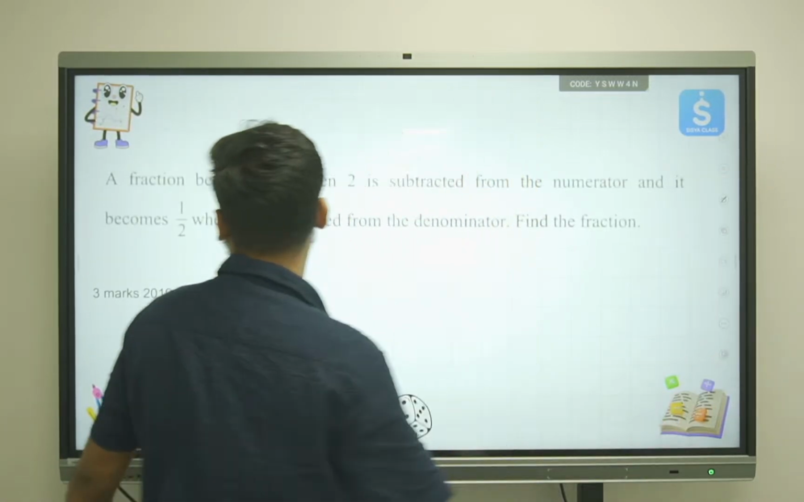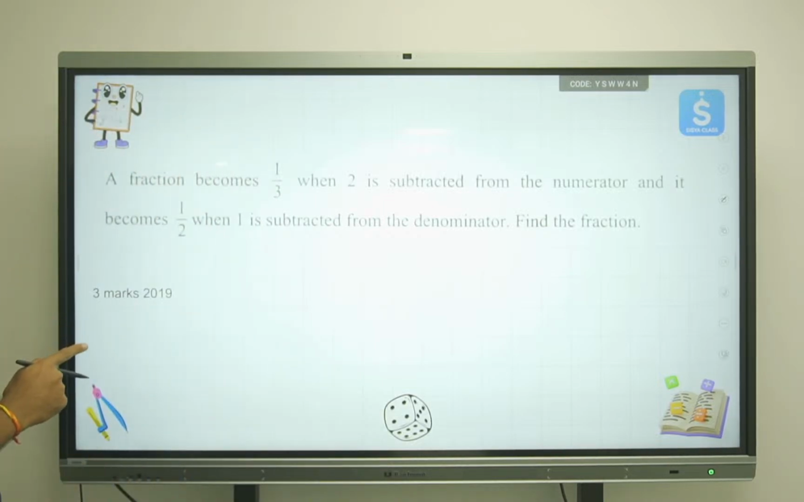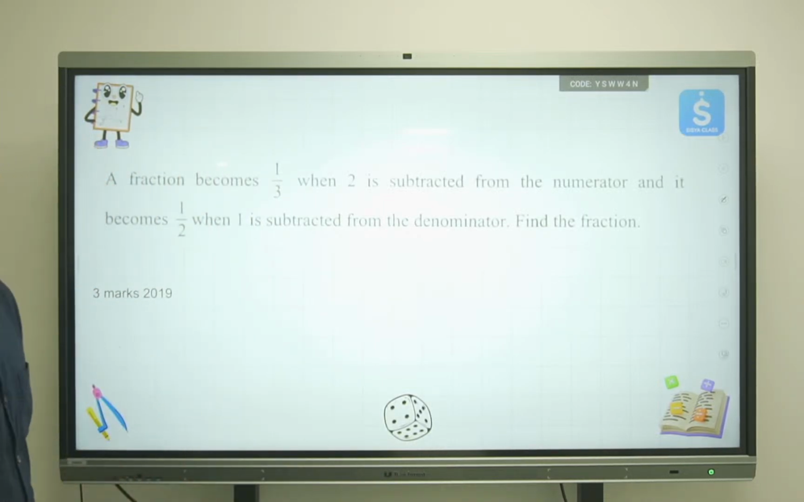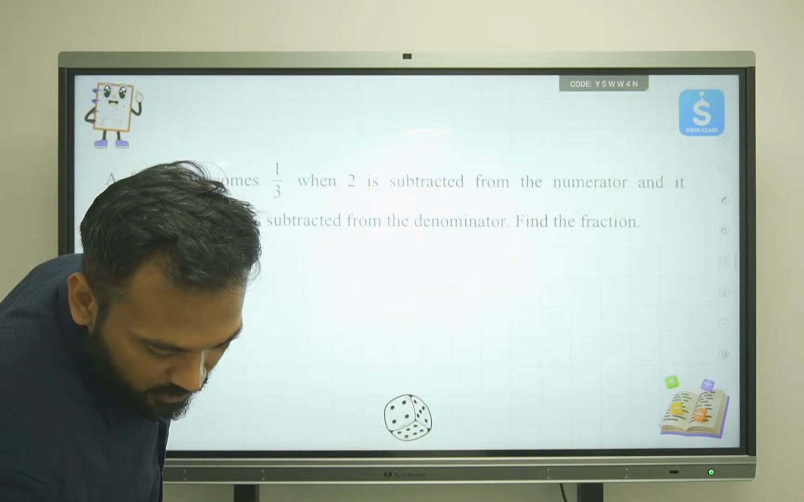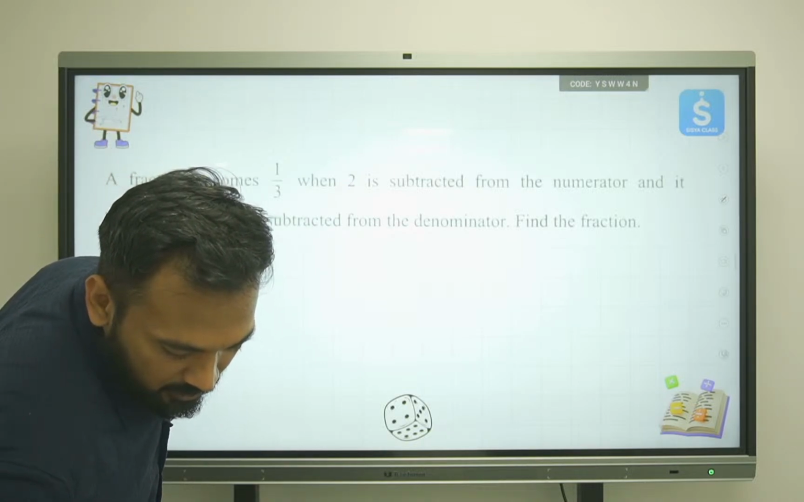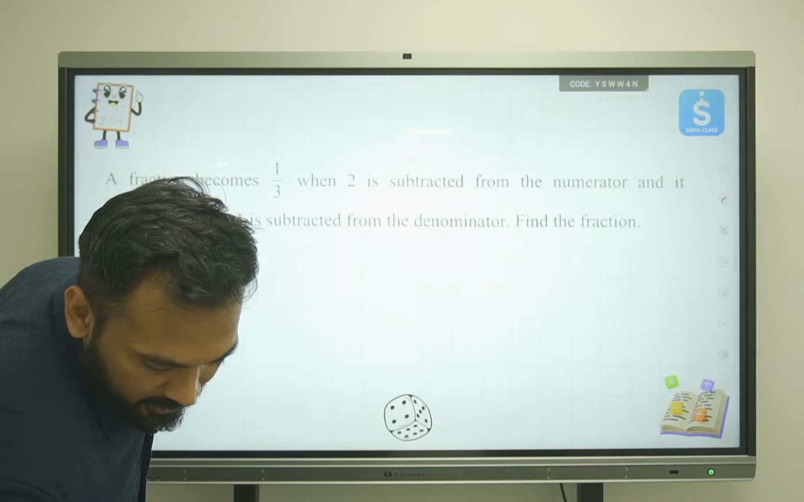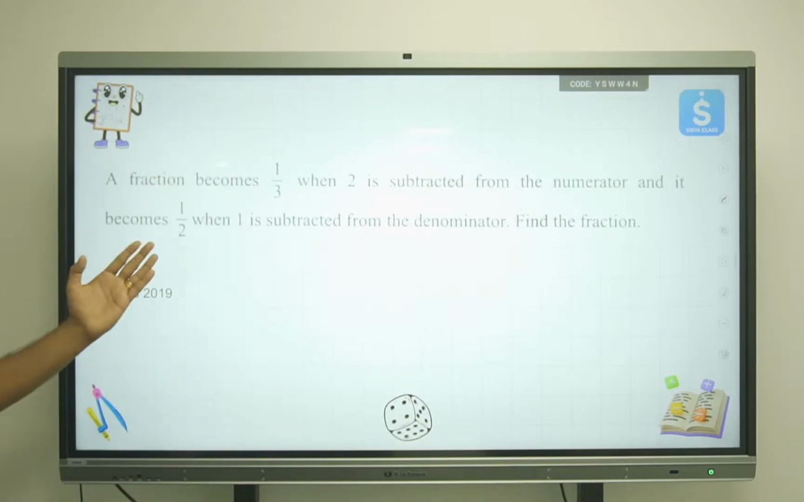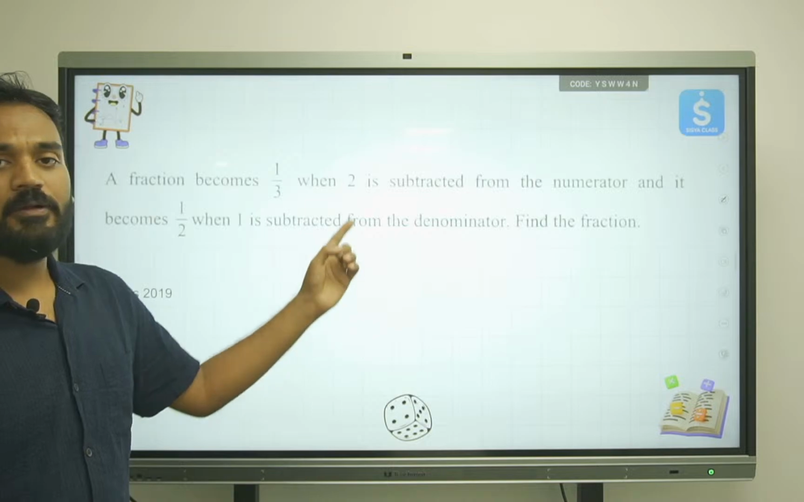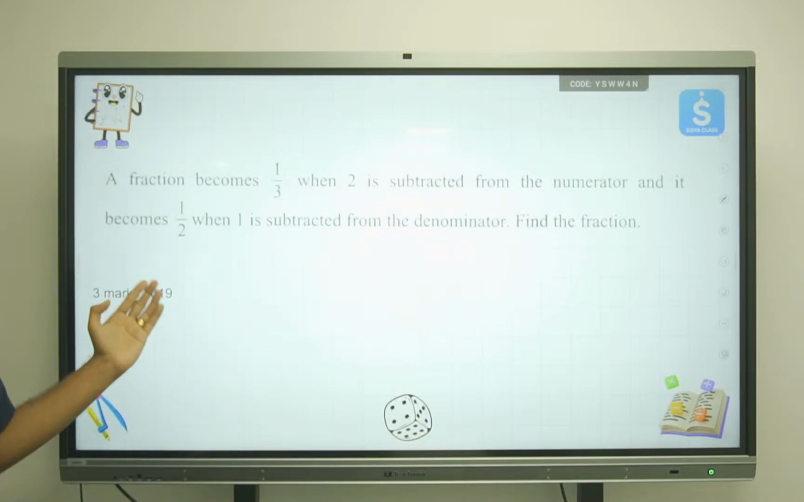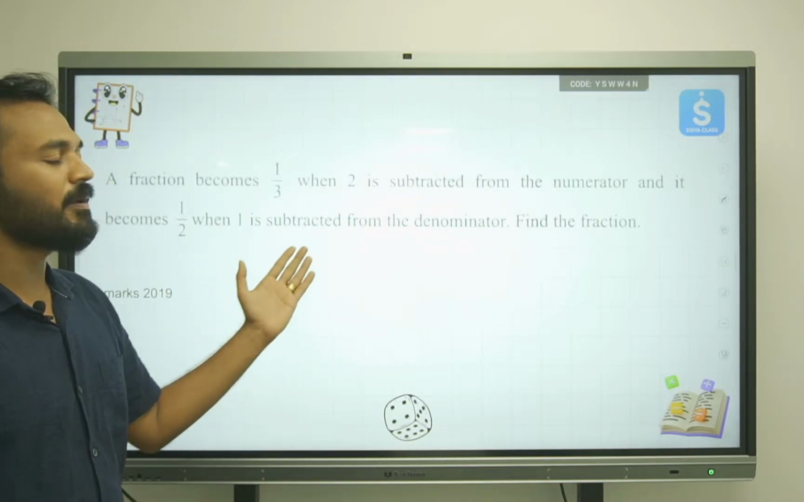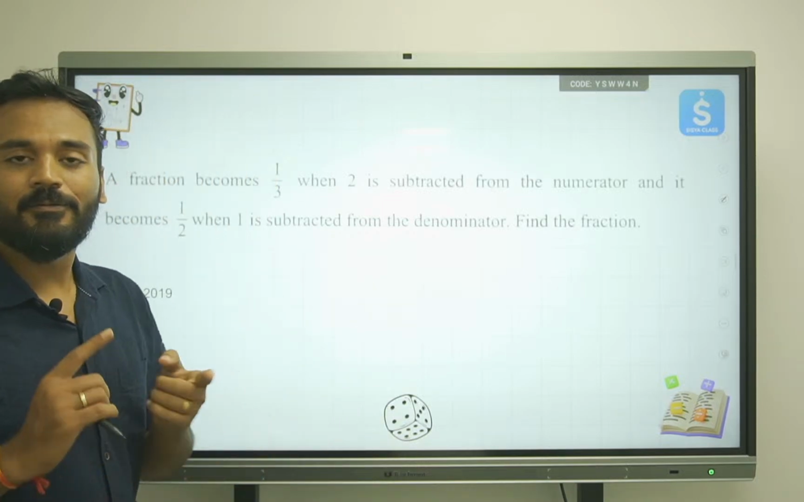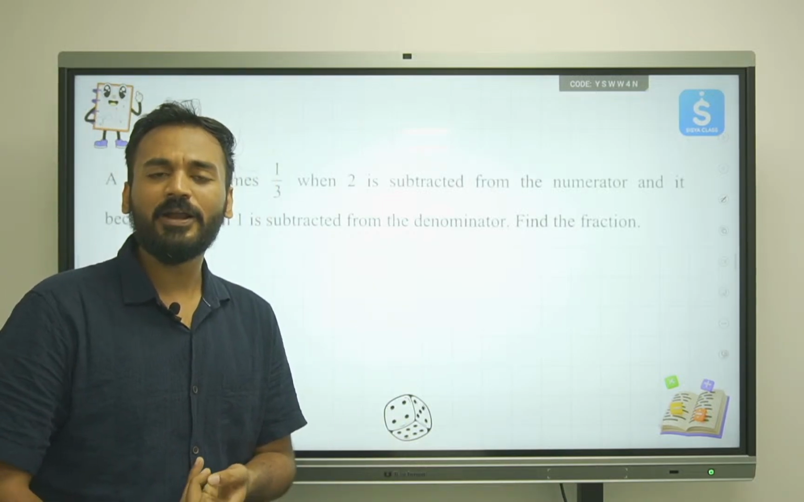Let's move to the next question. Now this was asked in 2019 for 3 marks. I can see a lot of you have replied in the chat box. Okay. Now a fraction becomes 1 by 3 when 2 is subtracted from the numerator, and it becomes 1 by 2 when 1 is subtracted from the denominator. Find the fraction.